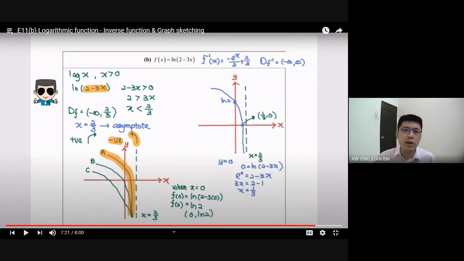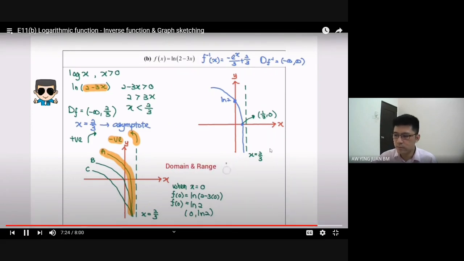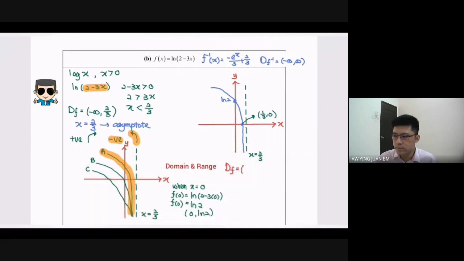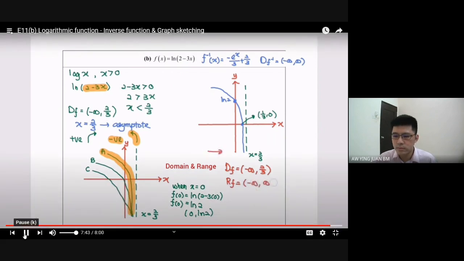Or, you can already know the relationship between f and f inverse, which is that the domain for f inverse is the range of f. So we can continue. The domain for this graph would be negative infinity until 2/3, where 2/3 is not included. Regarding the range, it starts from the minimum point, which is negative infinity, until positive infinity.